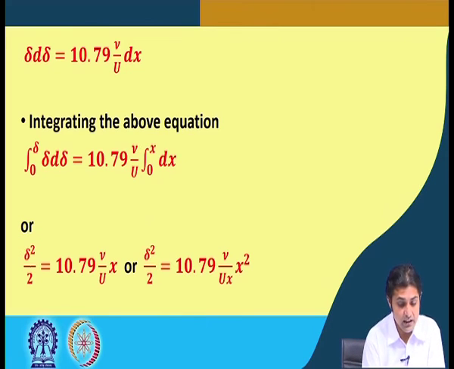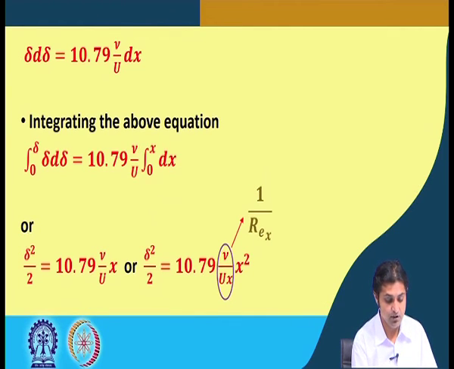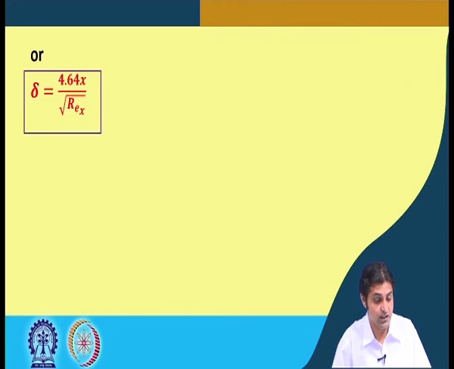So, we can write delta square is equal to 10.79 nu by U x, right. What we did was we multiplied x upstairs and in the denominator also. So, this becomes x square, and this is the Reynolds number. This is exactly what we did, or in other words, we get delta is equal to 4.64 x under root Reynolds number of x. Try to remember the question that we just finished at the beginning of this lecture.